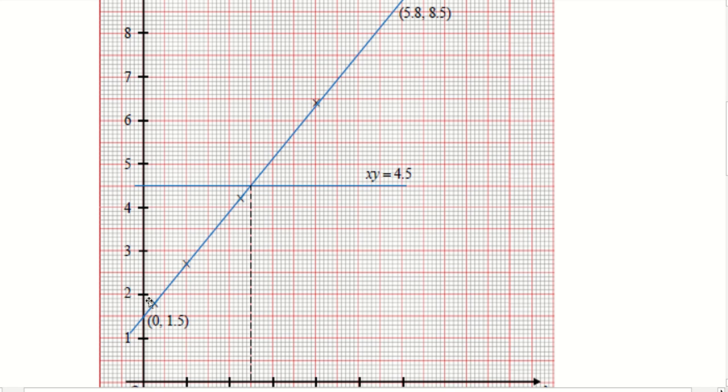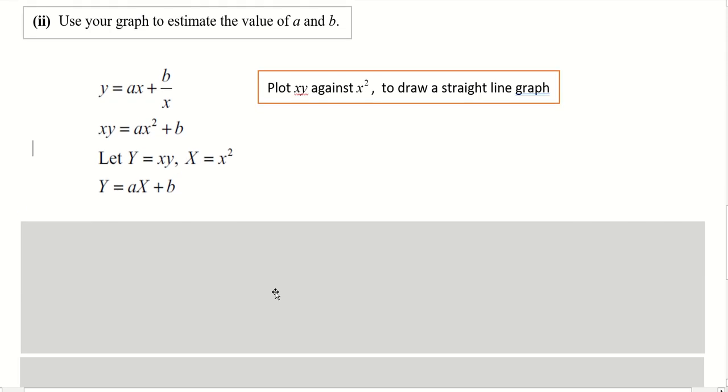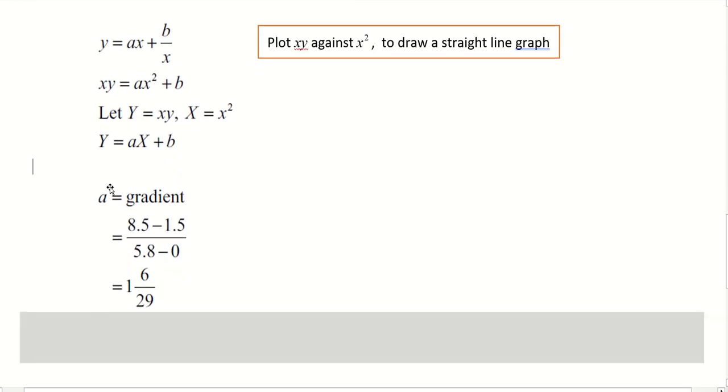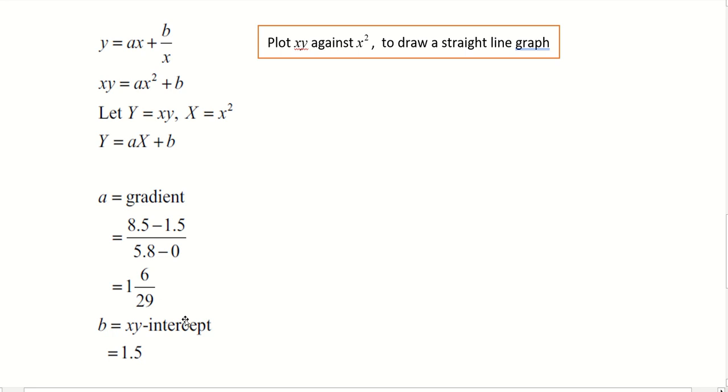So if you look at this graph, you can try to find the gradient and then find the big Y-intercept. You can find your a and your b. So a is the gradient. Using the graph given, you get 2 points, calculate, and you will get a gradient. And if you look at your graph, the big Y-intercept, b, will be equal to 1.5. This is your gradient, this is your big Y-intercept, or what you can say your xy intercept.